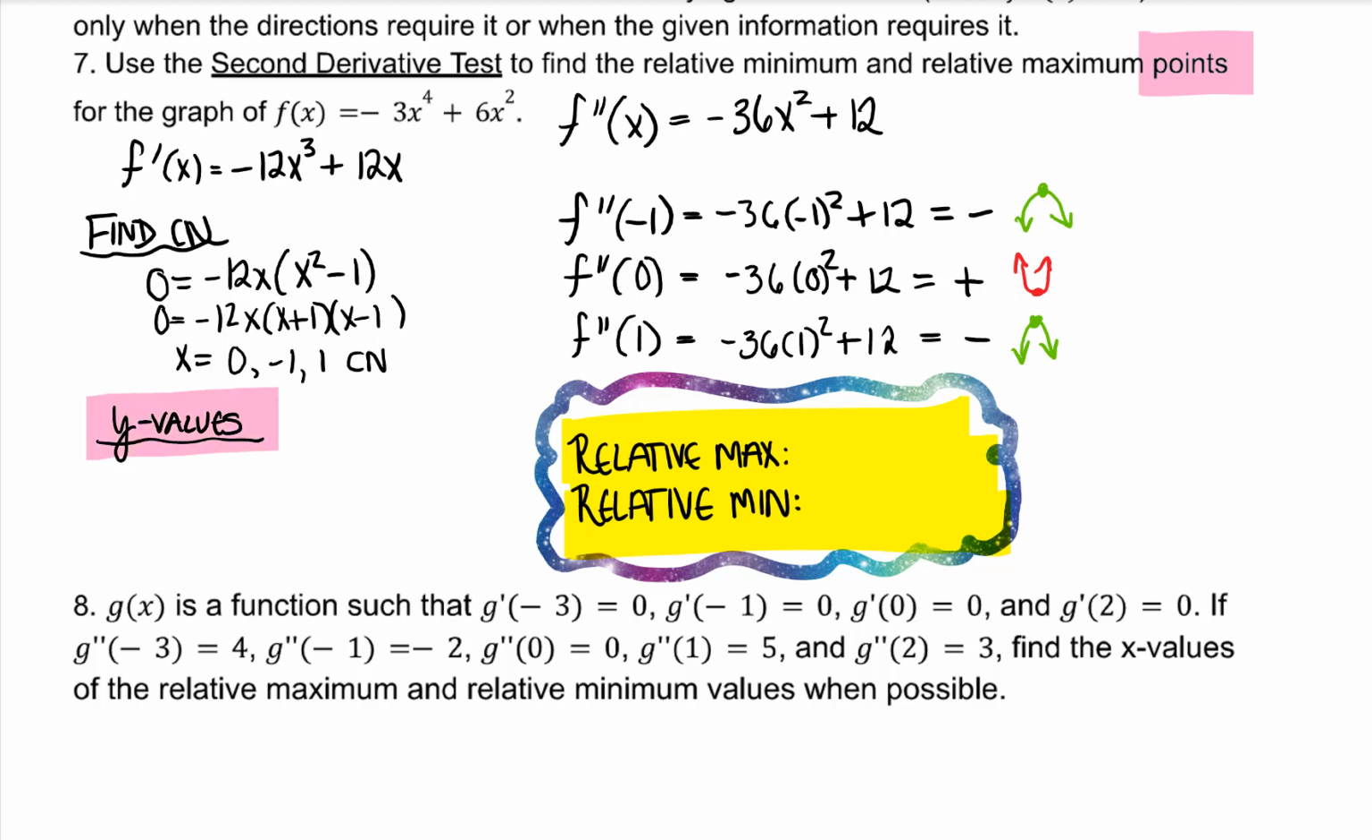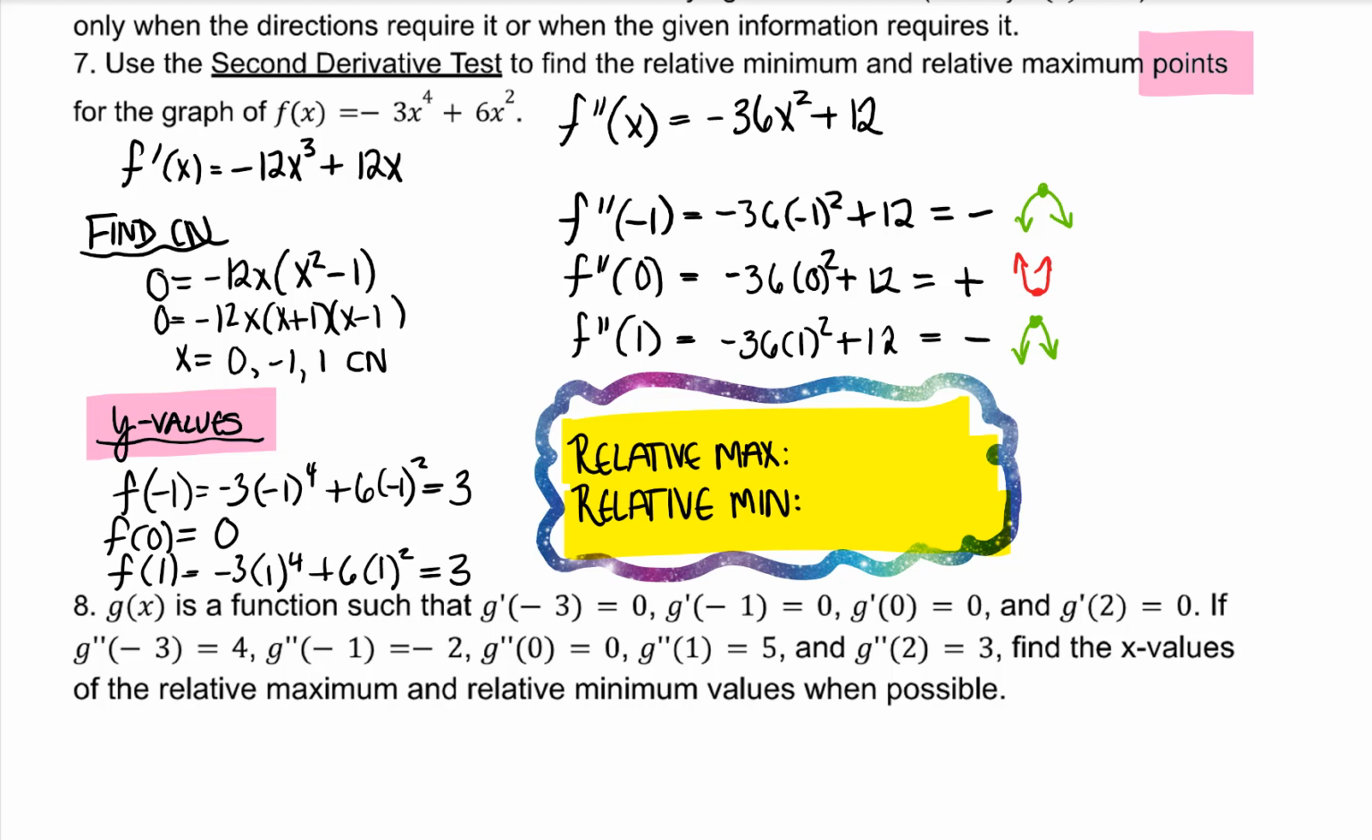So we're going to plug these critical numbers into the original function in order to find the y values. And there are our relative extrema.